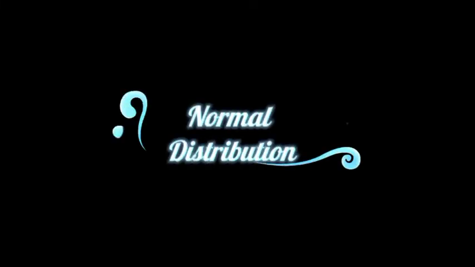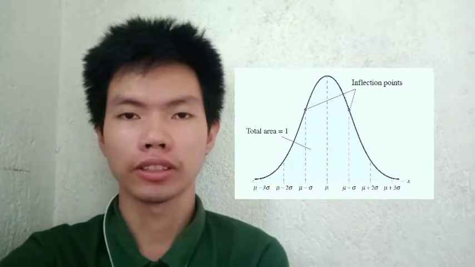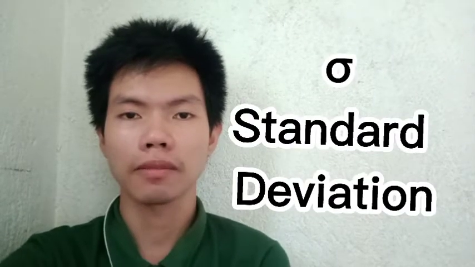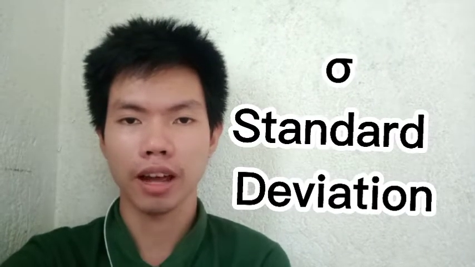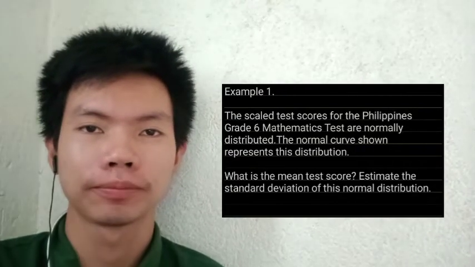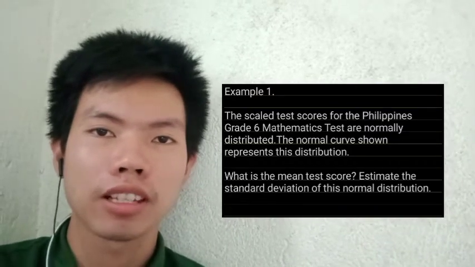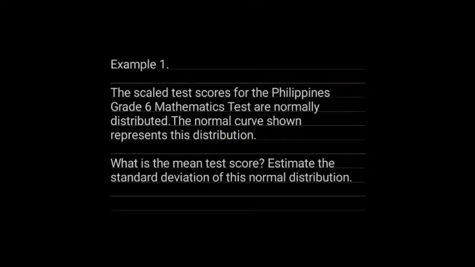A normal distribution can have any mean and any positive standard deviation. These two parameters, mean and standard deviation, completely determine the shape of the normal curve. The mean gives the location of the line of symmetry, and the standard deviation describes how much the data are spread out. So let's try an example on how to interpret graphs of normal distribution.